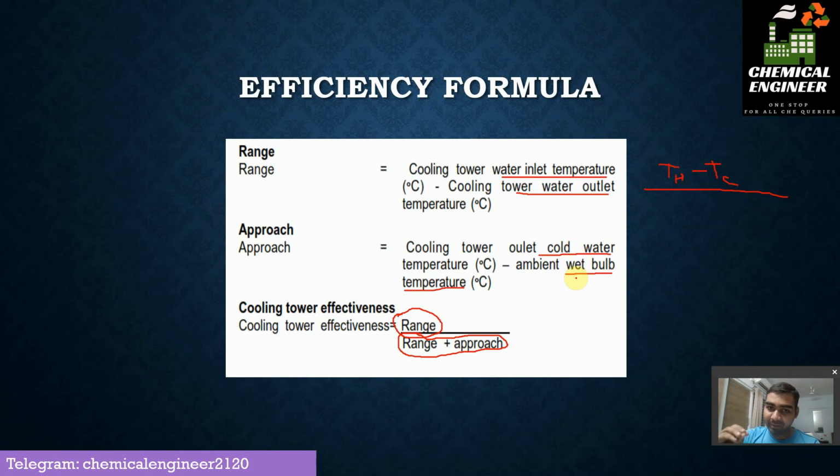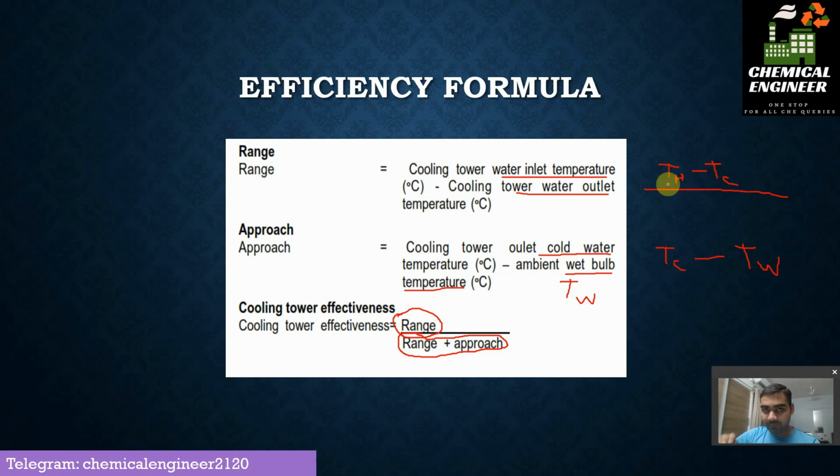The maximum achievable temperature that we can achieve through a cooling tower is known as the wet bulb temperature. Suppose we call it TW. So what will the approach be? Our approach will be TC minus TW. So range divided by range plus approach will give you the effectiveness of a cooling tower.